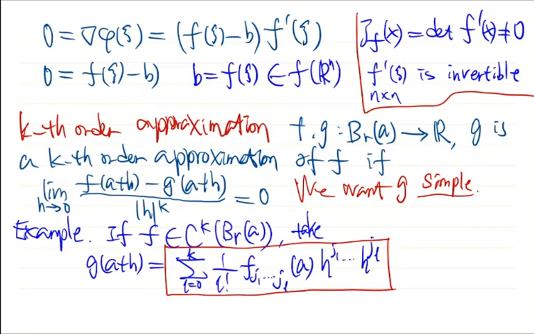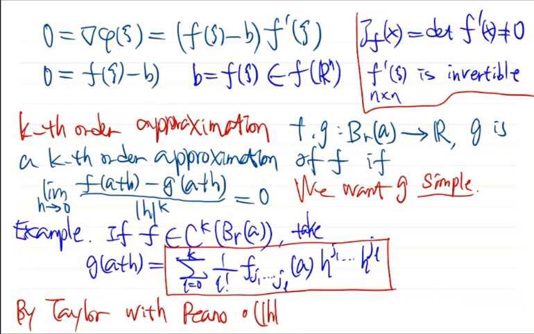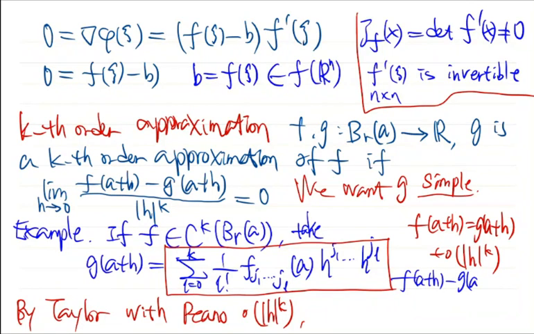Then by the Taylor formula with Peano remainder, we know that f(a plus h) is g(a plus h) plus a higher order infinitesimal with respect to h, the norm of h to the power k. This means f(a plus h) minus g(a plus h), divided by the norm of h to the k, goes to 0. So by definition, this g is the k-th order approximation of f. Okay.